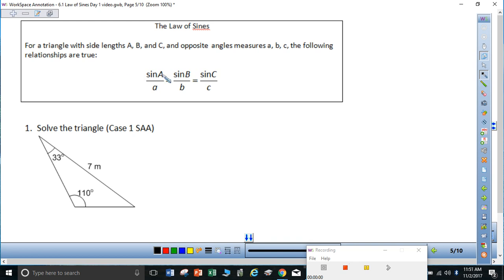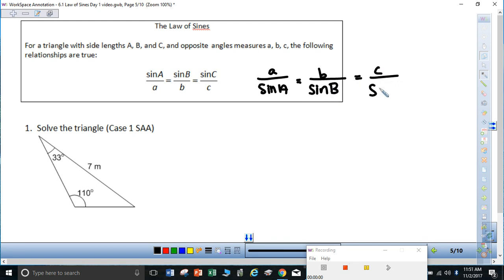Okay, so this is what the law of sines actually states. It states that the sine of angle A over side a equals sine of angle B over side b, and that's equal to the sine of angle C over side c. Now you could also flip the ratio. You could write it like this. So really, however you prefer, you're going to end up with the same answer.